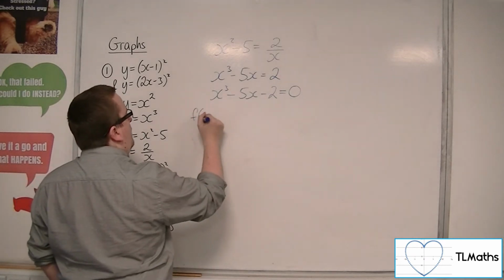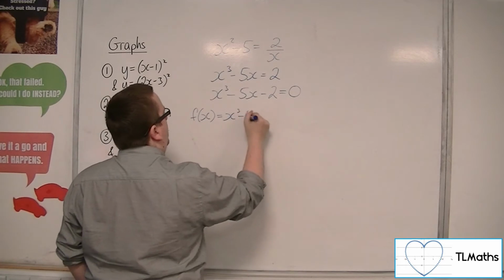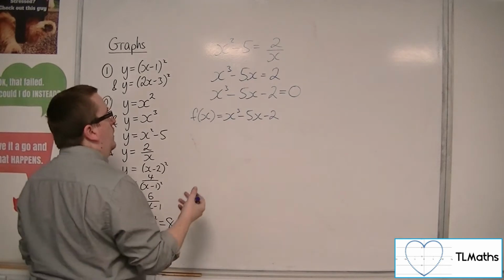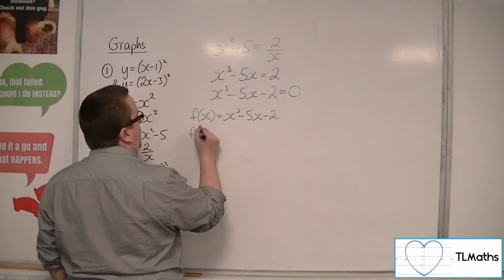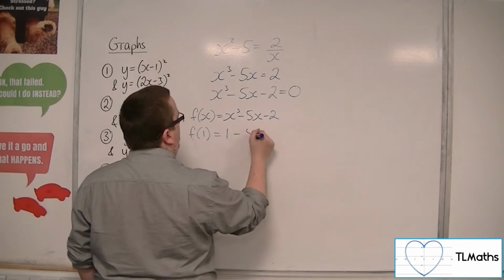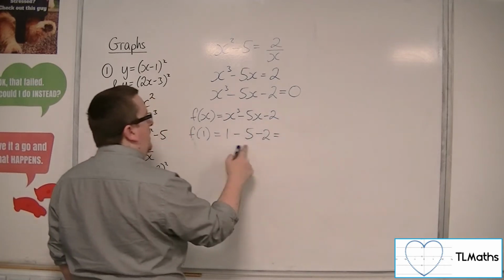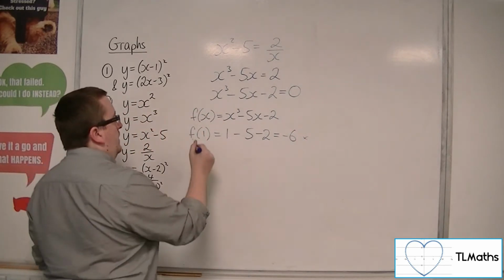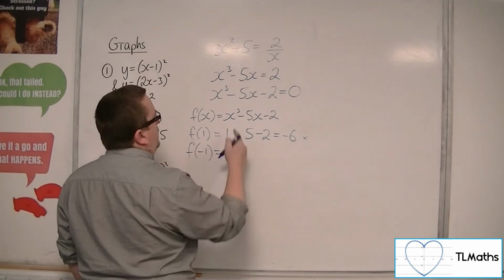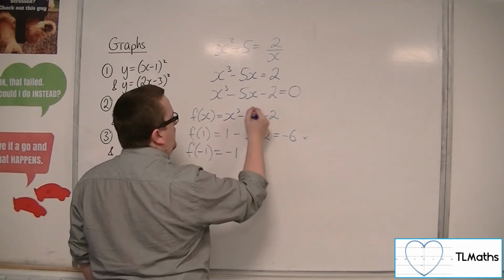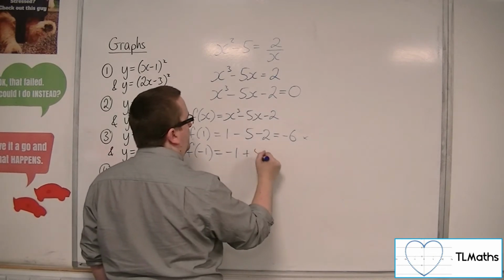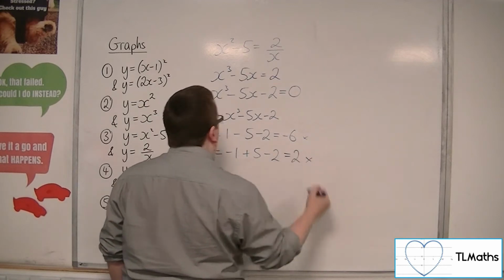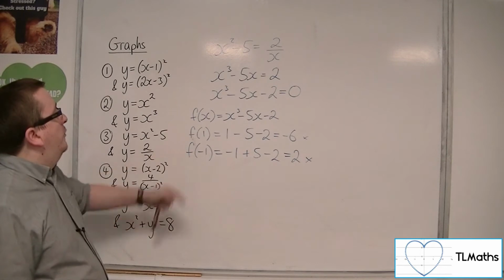So if I let f of x be x cubed minus 5x minus 2, let's try some factors of 2, or factors of the minus 2 rather. So f of 1 is 1 take away 5 take away 2, which is minus 6. So that didn't work. I need to find 0. Let's try f of minus 1. So minus 1 cubed is minus 1. Minus 5 times minus 1 is plus 5. And then take away 2. So we get 2. So x plus 1 is not a factor. x minus 1 is not a factor.